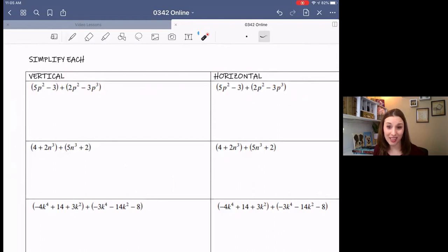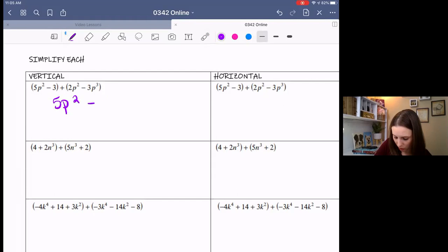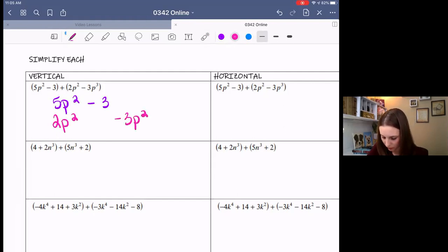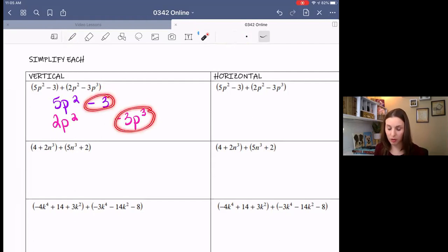So addition is really easy. We're really just adding. I'm going to stack. I'm going to write the first polynomial. And then I'm going to stack the like terms with, whoops, whatever they go with. And you'll notice that I kind of staggered these. I didn't stack them. Why not? Why wouldn't it make sense to stack -3 and -3p to the third?